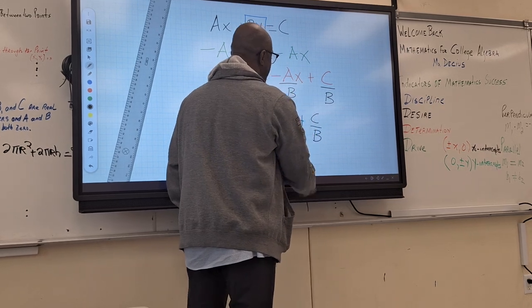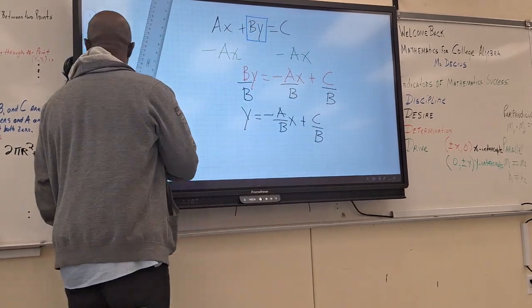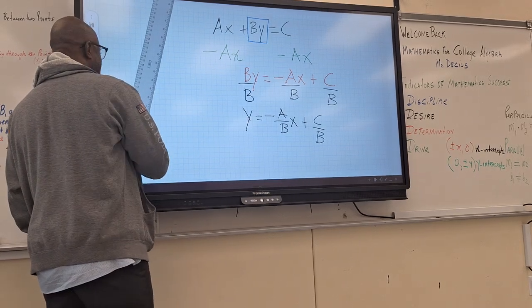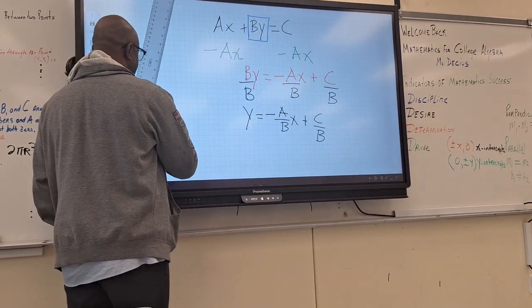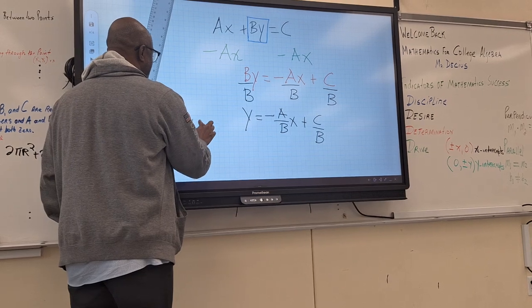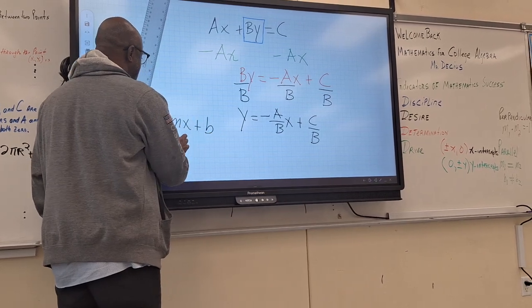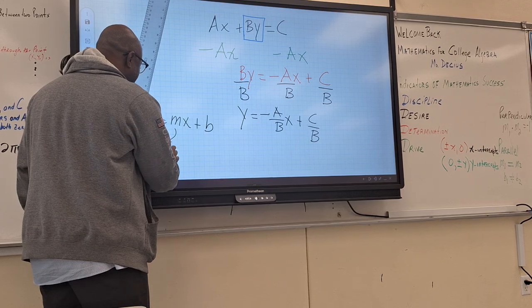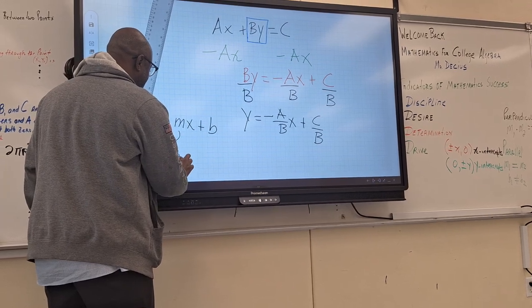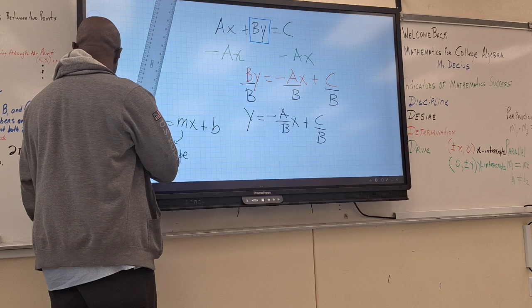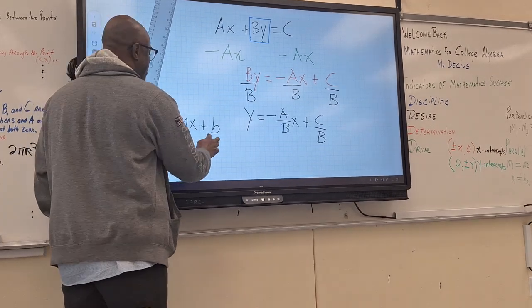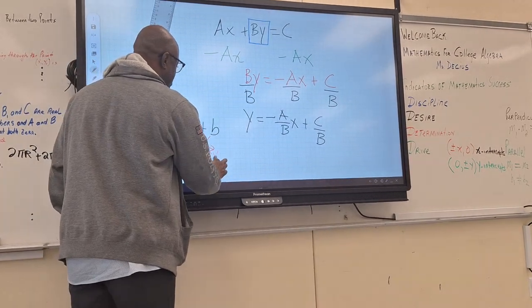My equation is in what format now? Slope-intercept. Slope-intercept form, exactly, guys. And pay good attention. I just solved for Y, then this is my equation. Whatever coefficient is in front of the X is my slope, and the loose term without the variable is my y-intercept.